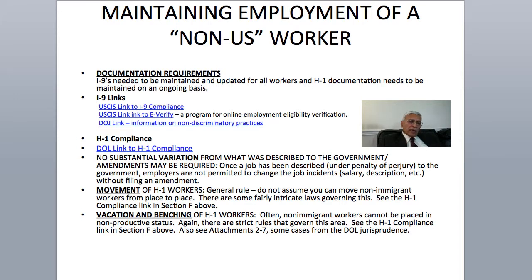I have included in the handout links to I-9 compliance. Then there's something called E-Verify, which is a relatively new program for online employment eligibility verification. Ultimately, it will also cover identity verification. And I've also included a Department of Justice link to information from the Office of the Special Counsel on non-discriminatory practices.